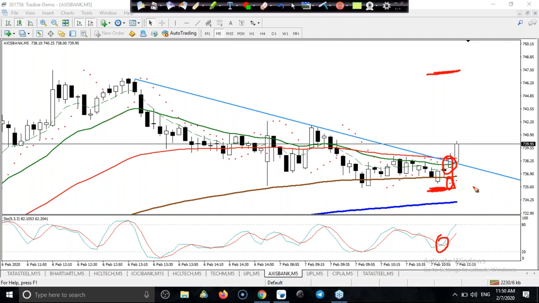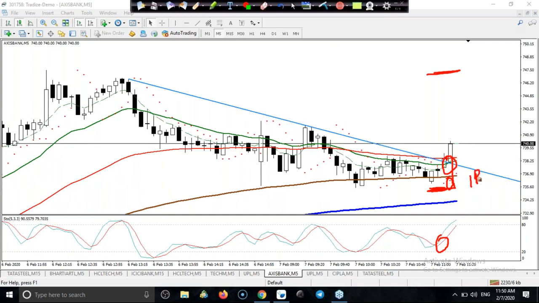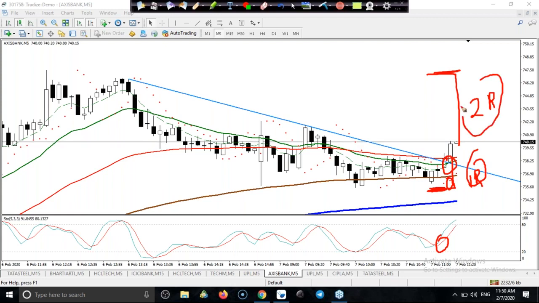This is called 1R, and our target will be here, this area called 2R. That means whatever amount we have in our account, we're going to risk only 1R. If price goes against me, we lose 1R, that means 1%. If the market goes in our favor, we are going to earn 2R. This is called position sizing. Remember, position sizing is most important.